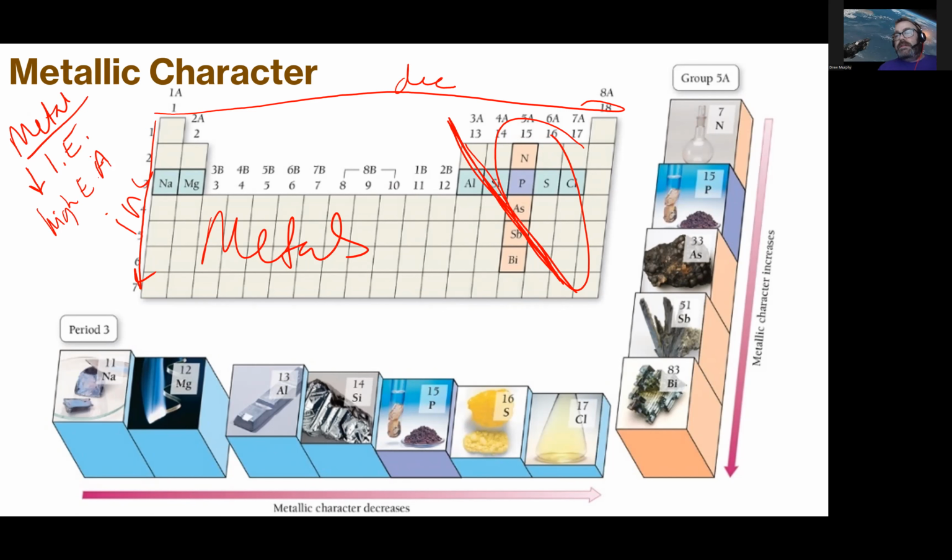I love this figure. This is from an older book that I used before. I love this figure because it shows you all the things: sodium, magnesium, aluminum, then our metalloid, silicon, and then non-metals: phosphorus, sulfur, and chlorine. Then the same thing going down: nitrogen is a non-metal, there's phosphorus, arsenic is a metalloid, and then antimony and bismuth. So know our trends, know what they mean.